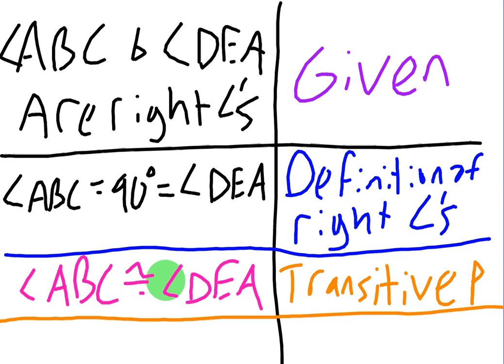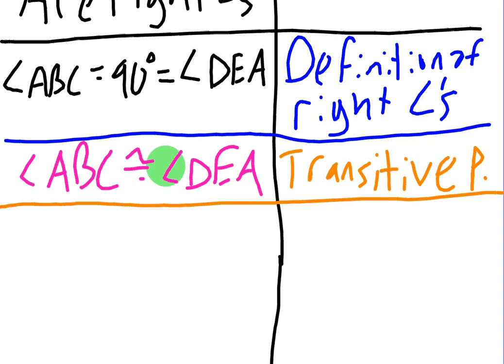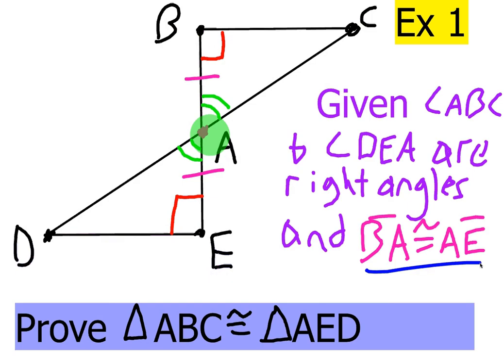Transitive property. The next part of the proof is, and I didn't write out everything we were given at the first part of the proof. I should have, but it doesn't matter. The order doesn't matter. We need to prove angle, side, angle, okay? We just proved two angles. Now we have to prove two sides. Well, fortunately, they gave that to us. BA is congruent to AE.